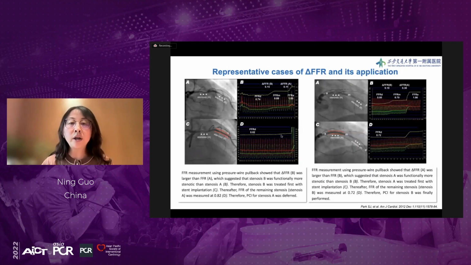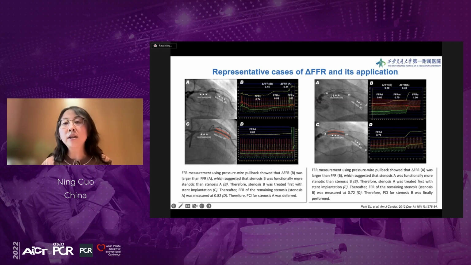Here we can see two representative cases of this pullback, or we call it delta FFR, usage and its application. Both LADs have two lesions, lesion A and lesion B. For the first case, when we do FFR pullback, we can see the delta FFR of lesion B is more than the delta FFR of lesion A. So firstly, we treat the distal lesion, and we test the FFR again, and we got a negative FFR value. So lesion A was deferred.